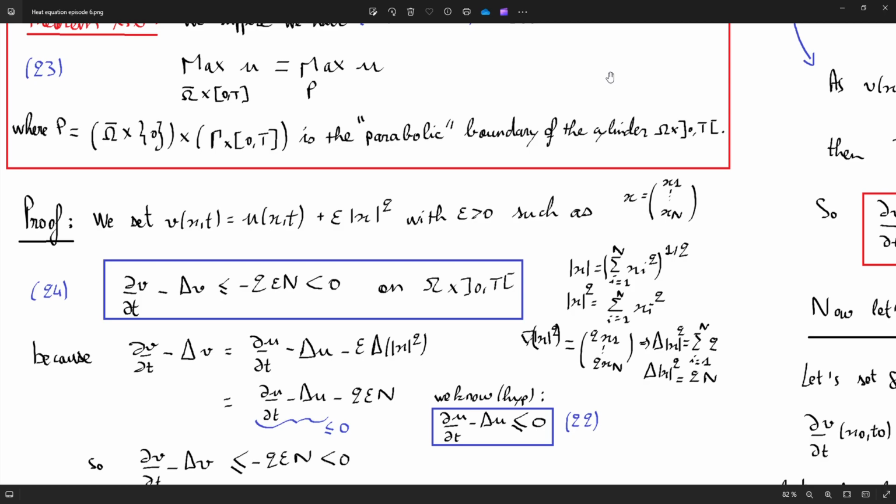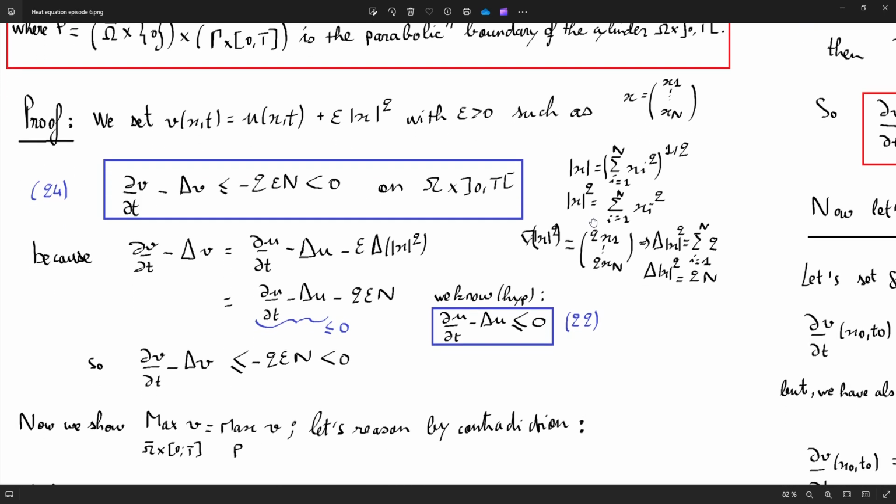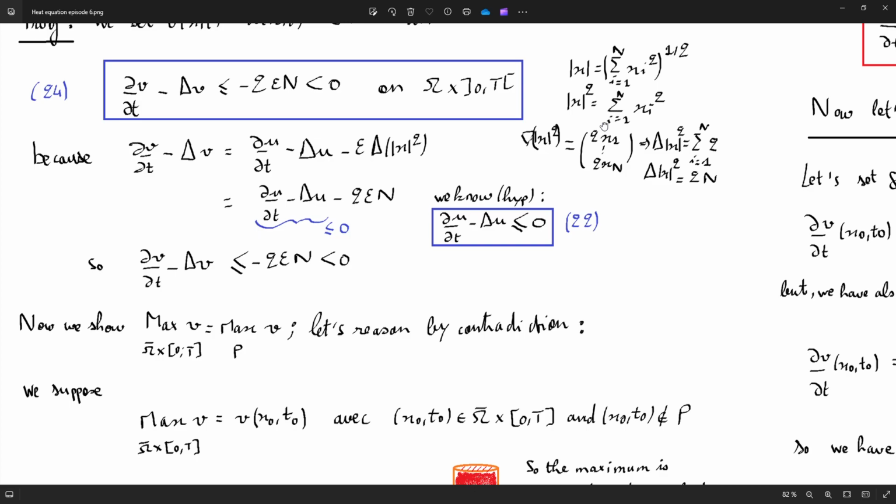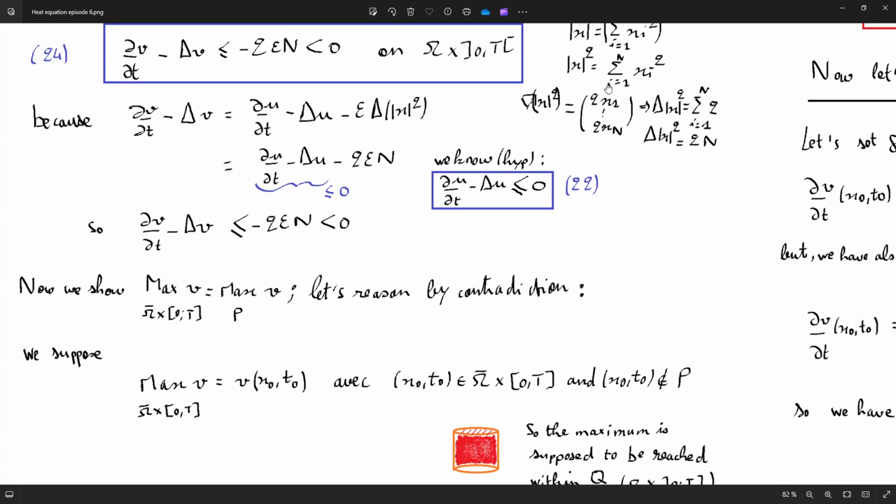And by hypothesis, the derivative of u with respect to time minus the Laplacian of u is smaller or equal to 0. So the derivative of v with respect to time minus the Laplacian of v is smaller or equal to minus 2 epsilon n, strictly smaller than 0.